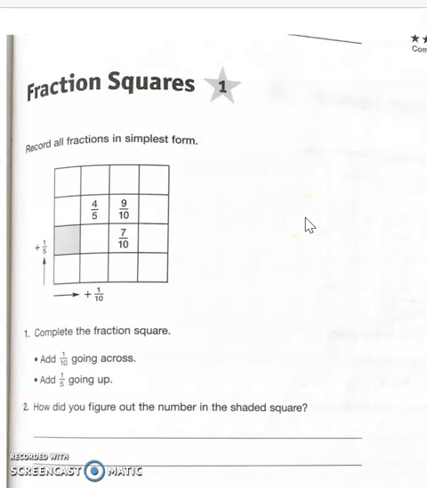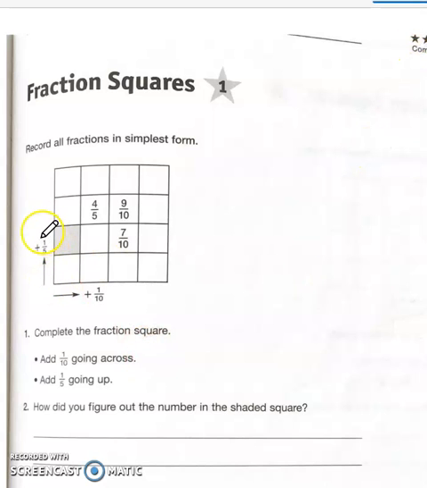Hey kids, this activity is fraction squares. You're going to have a grid, and when you go across the grid, you are increasing your fractions by 1/10. And when you go up the grid, you are increasing your fractions by 1/5. Okay? So what you need to do is fill in the empty spots of the grid following that pattern.